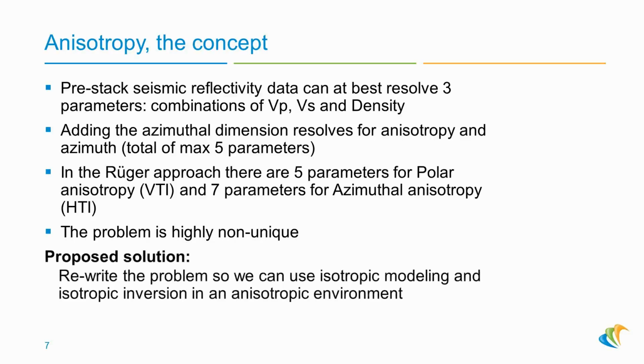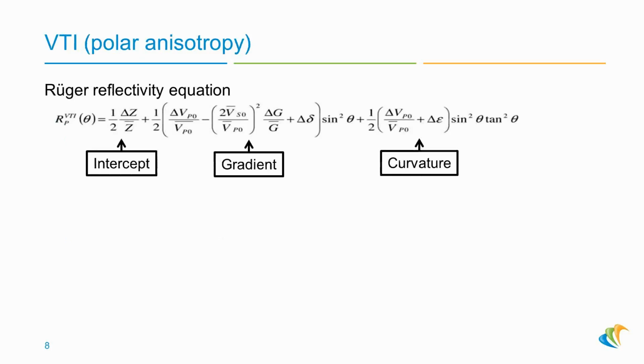The proposed solution we have here is that we rewrite the problem so we can use isotropic modeling and isotropic inversion in an anisotropic environment. For polar anisotropy, this is the Ruger equation, and Ruger writes his equations in three terms: an intercept, a gradient, and a curvature term. The gradient is a function of sine squared theta, where theta is the angle of incidence, and curvature is sine squared theta tangent squared theta, where theta again is the angle of incidence.